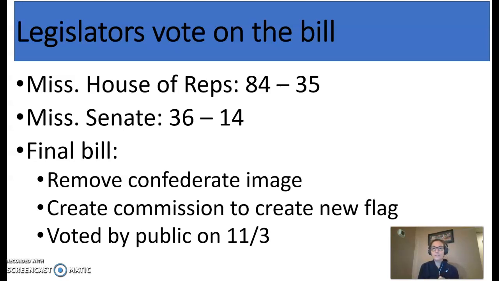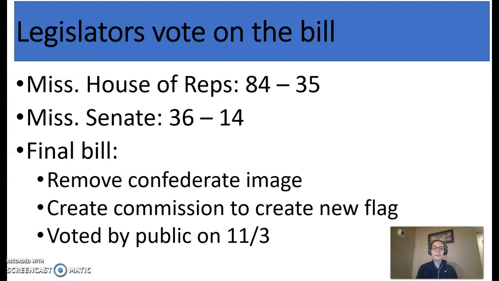And you can see that I put the breakdown here. A majority of the representatives and a majority of the senators both voted in favor of this bill. And again, the bill being a bill to amend, which means change, the Mississippi state flag from a flag that has the image of a Confederate flag to a flag that has something different.